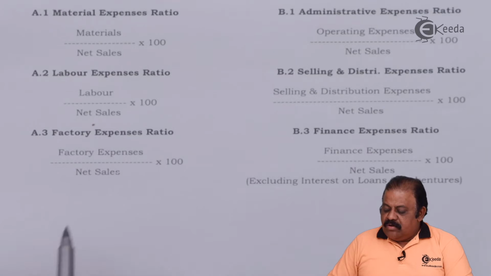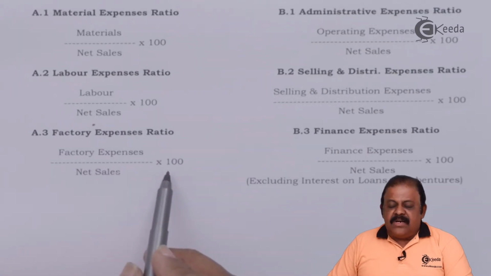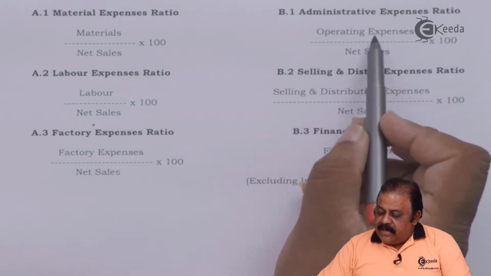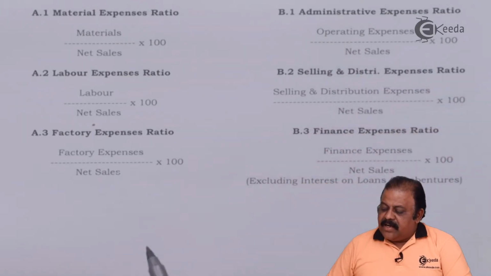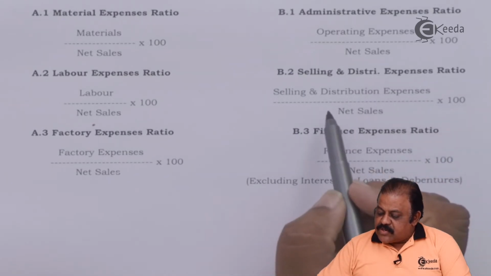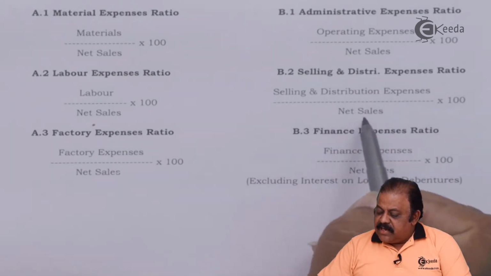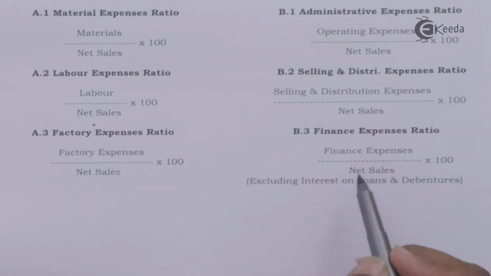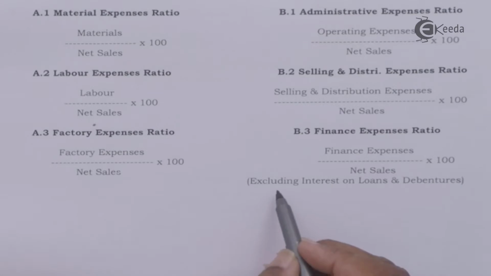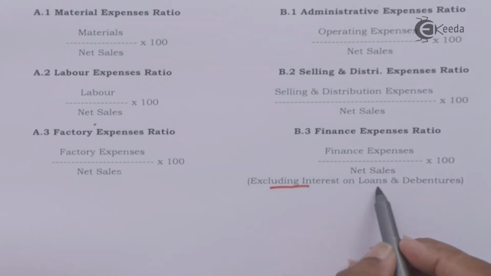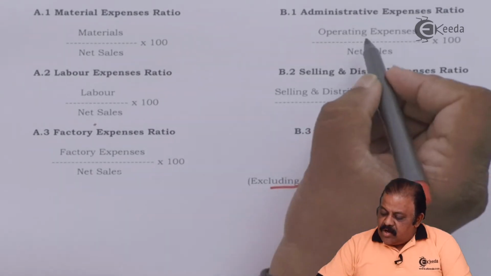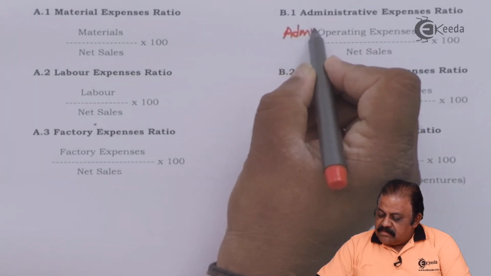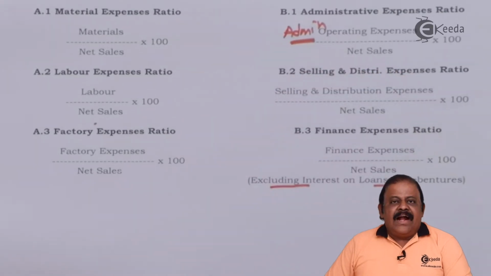Factory expense ratio: factory expenses divided by net sales multiplied by 100. Administrative expense ratio: operating expenses divided by net sales multiplied by 100. Selling and distribution expense ratio: selling and distribution expenses divided by net sales multiplied by 100. Finance expense ratio: finance expenses divided by net sales multiplied by 100, excluding interest on loans and debentures. Here operating expenses means operating expenses relating to administration.